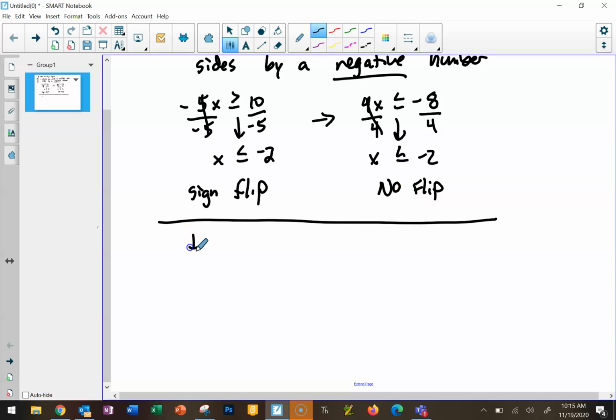So if we have something like 1/2 x, let's make it negative 1/2 x, is less than or equal to 2. Okay. We've got a fraction over here, which is division, which means we know we have to multiply to get rid of that. And what do we have to multiply by? We have to multiply by a negative 2. And whatever we do to one side, we also have to do to the other side.